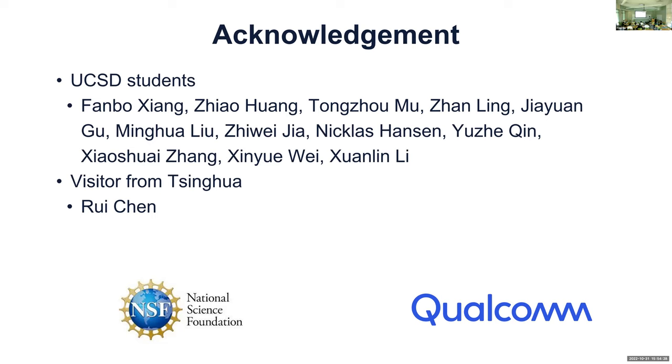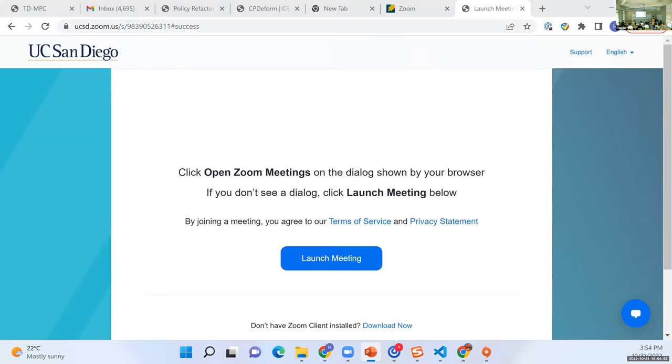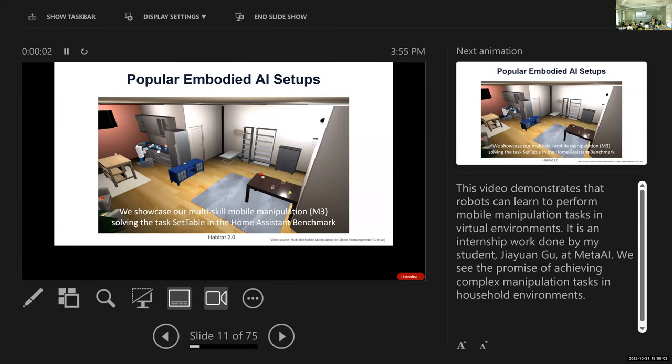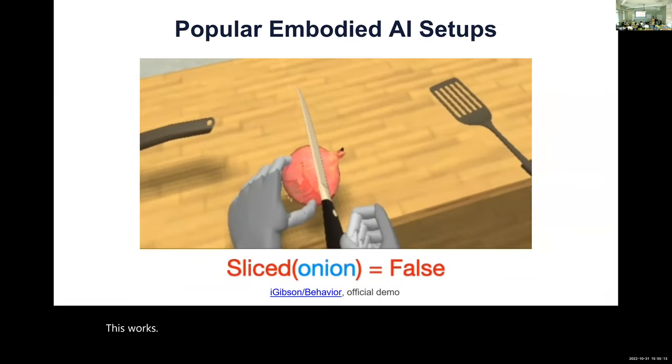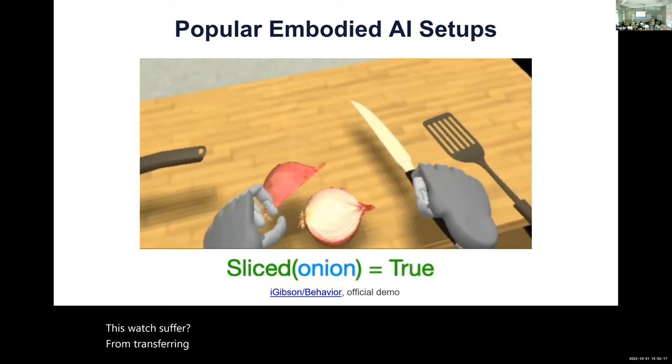How difficult do you see transferring skills from simulation to the real world? Right, that's a good question. First of all, I actually tried to emphasize the trickiness of transferring between sim and real. I used these examples to tell you that this work actually suffers from transferring to real, at least because the skill-level transferability is not addressed.